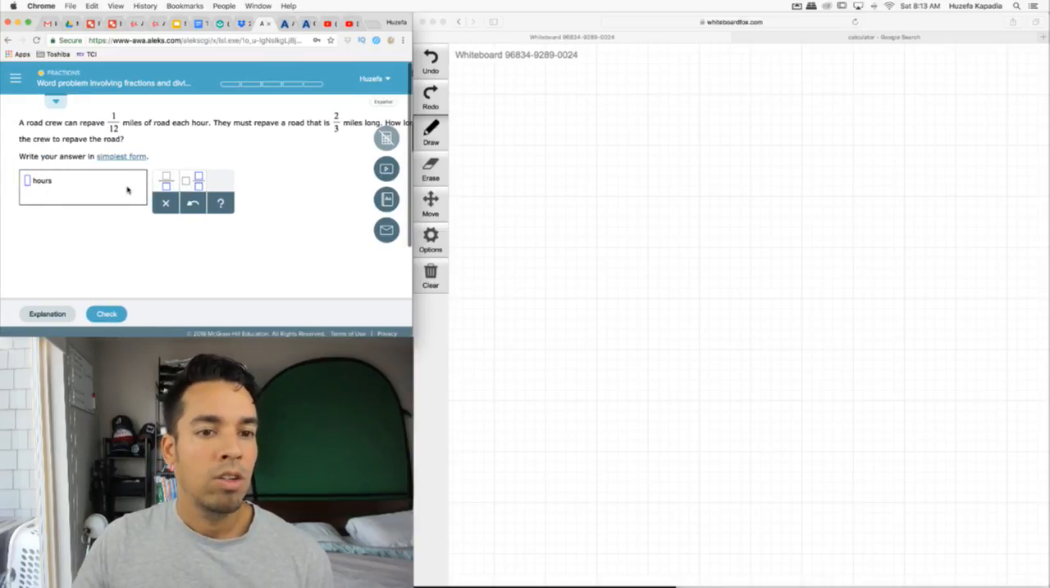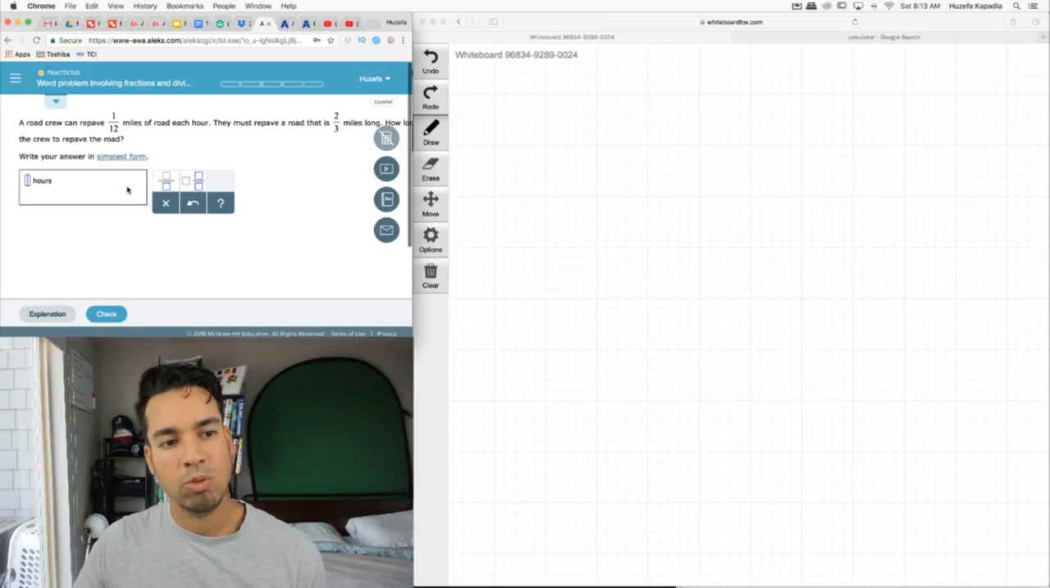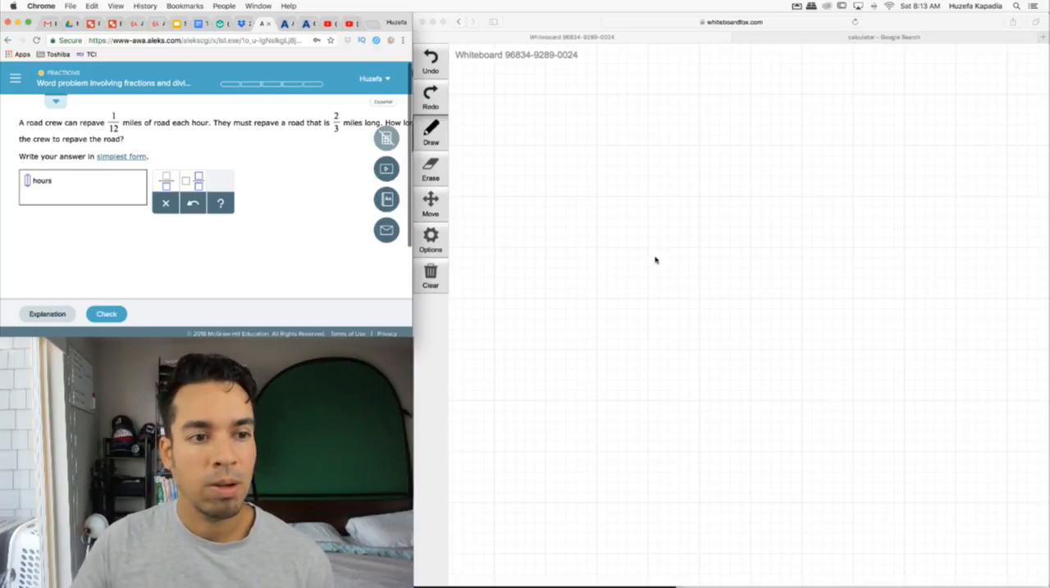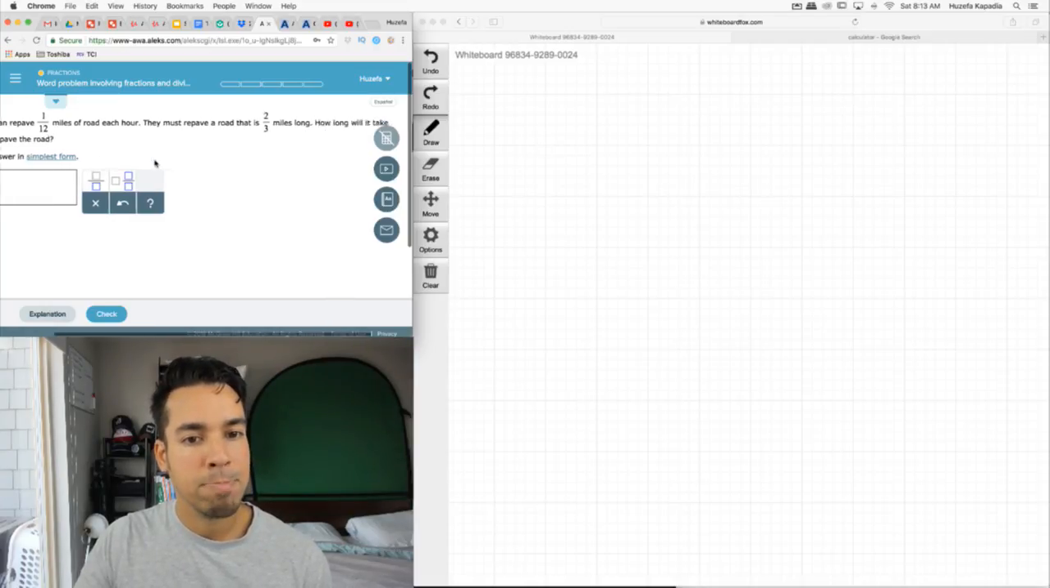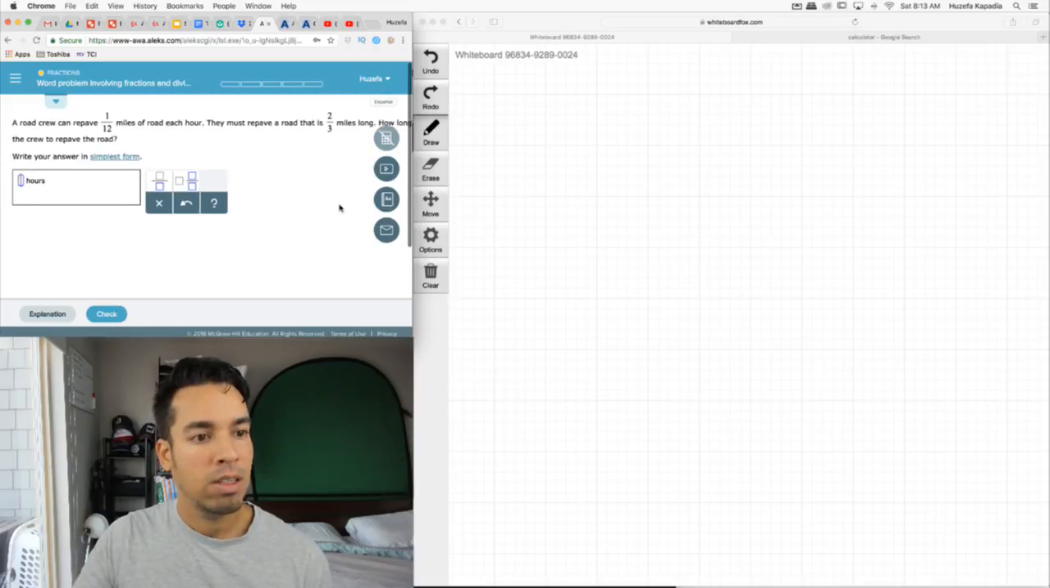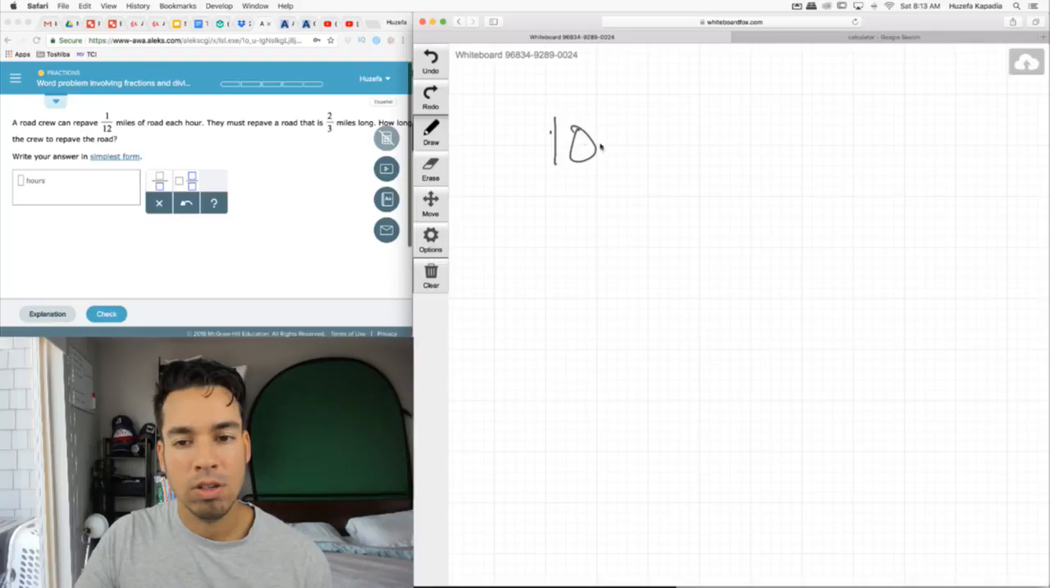Okay. So you think about it like this, in terms of, the fractions are always confusing in terms of what do we do? Do we divide? Do we multiply? So I like to change it up and make it much easier numbers. Let's say we're talking about how long will it take, right? Let's change these numbers. Let's pretend they can do 10 miles of road per hour, and they must repave a road that is 30 miles long.